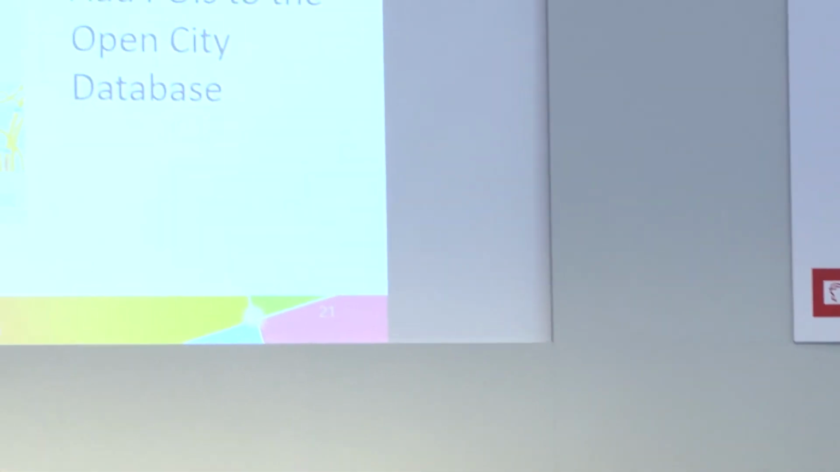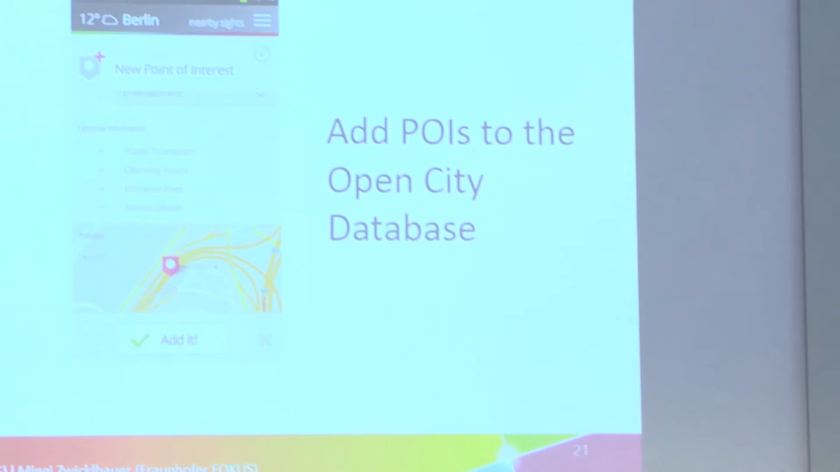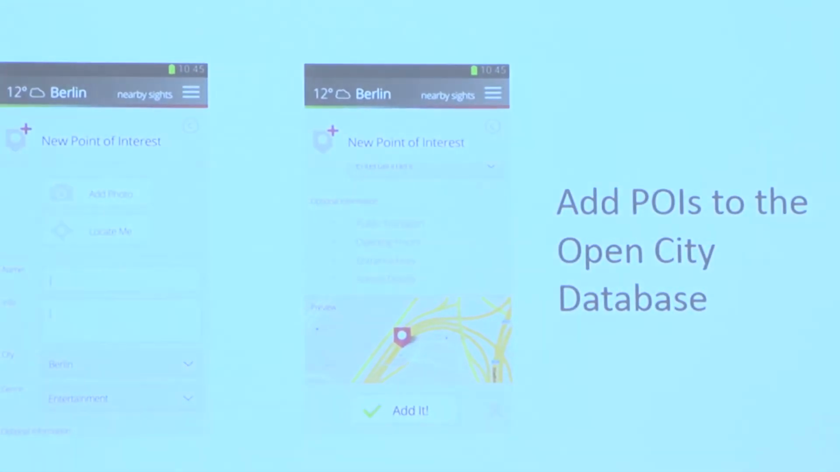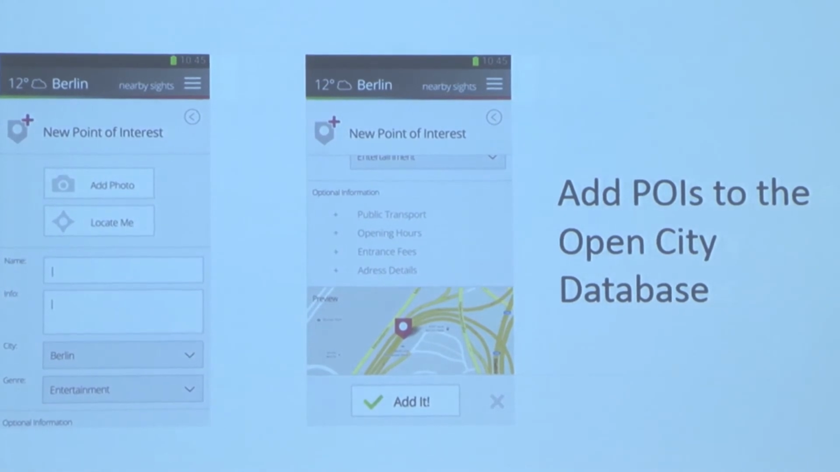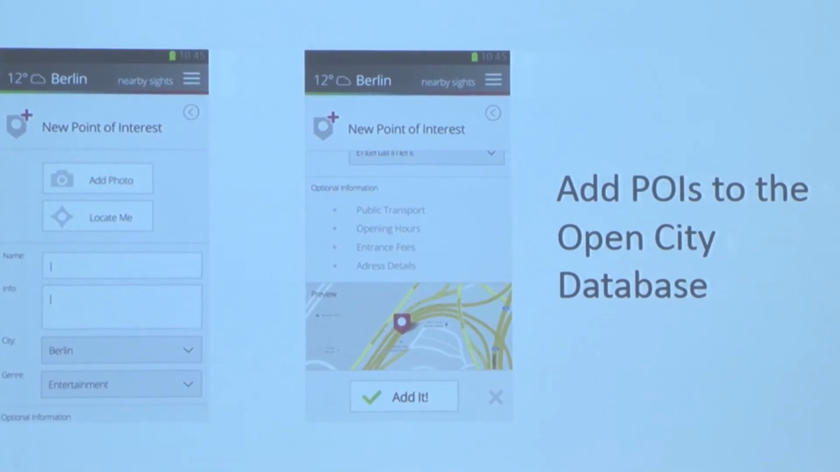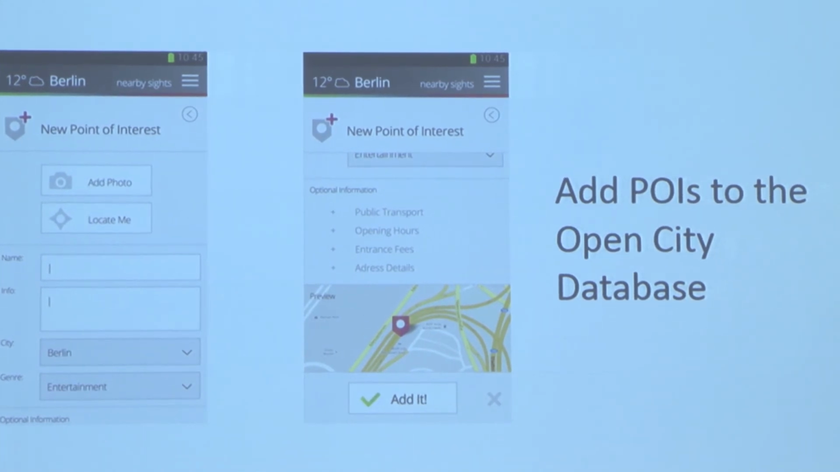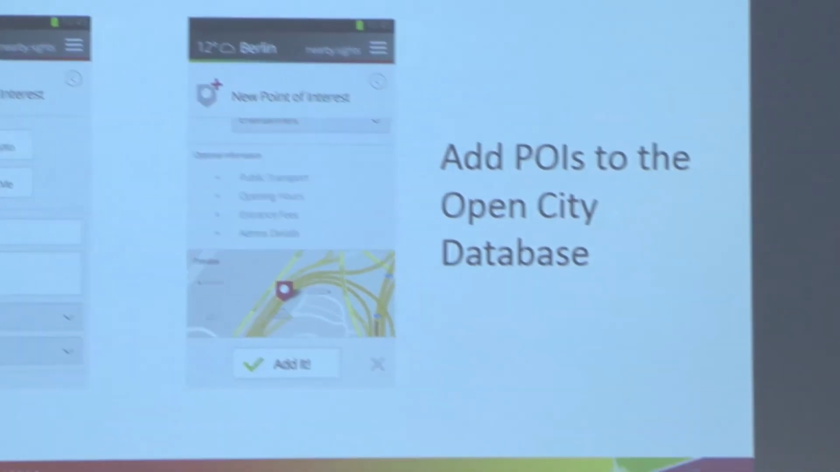Yes. And now also important that you can add something to the database. So the Open City database is not only to read, you can add something. You can add it with photos, videos, with the longitude and latitude, a name, a description. Then you have to choose the city, and the genre like education, entertainment, and so on. And if you add it, it will be in the Open City database.